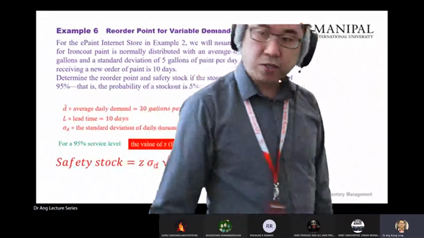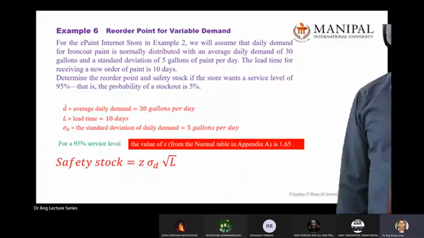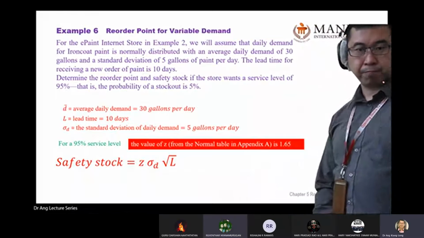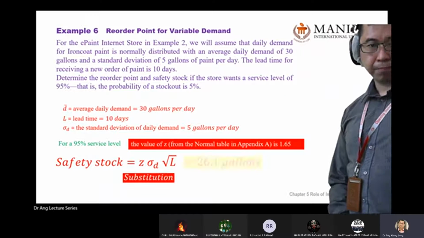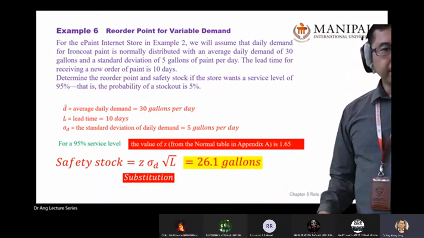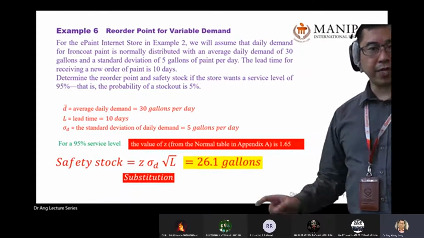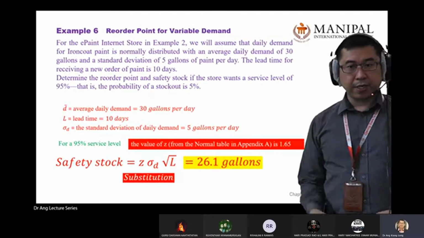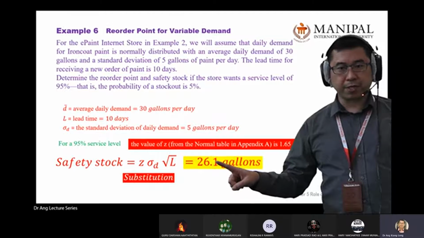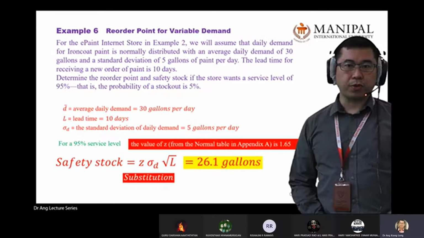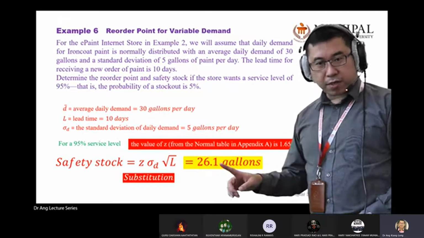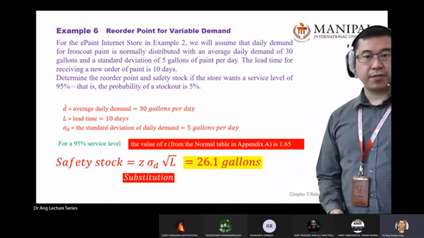Ruven, help us to solve this question. Answer is 26.09. 26.09, you round up to 26.1. So of course you can use 26.1 in your calculation. Maximum 3 decimal places, minimum 2 decimal places, or sometimes 1 is enough for this module. For engineering modules, minimum 2, but for this module, 1 decimal place is enough.